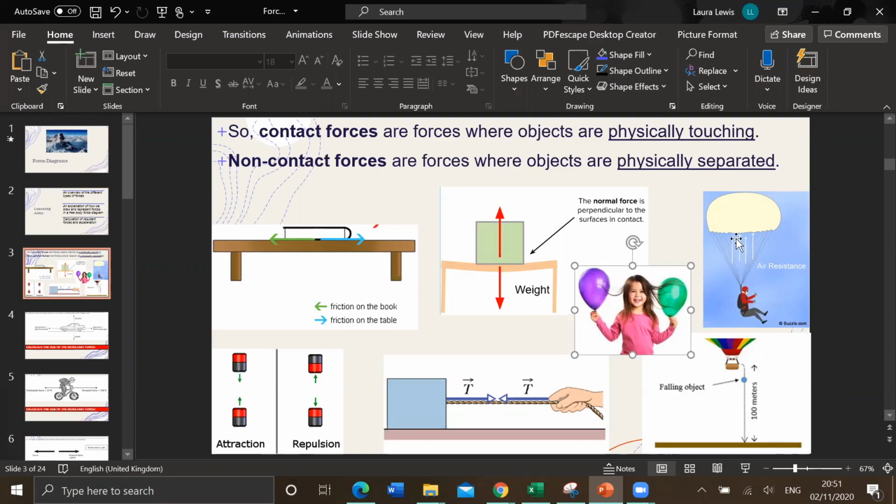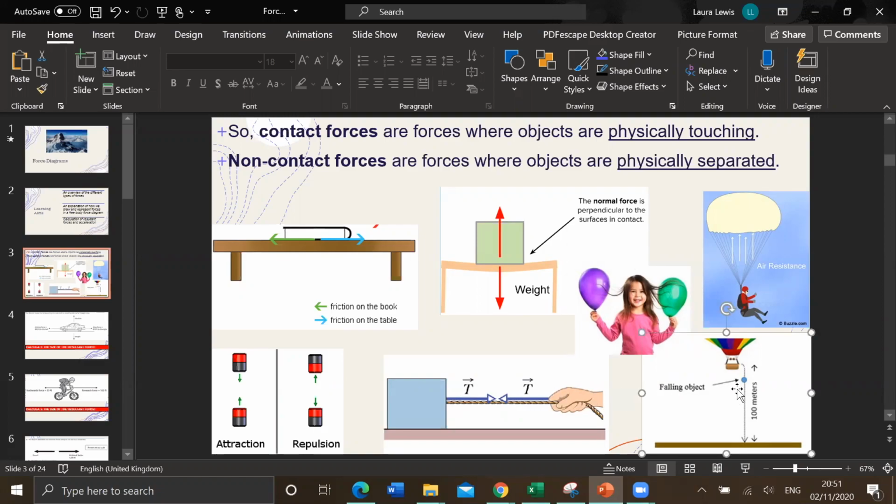So air resistance is actually contact because the air particles are touching you and touching the parachute. If you ride your bike really fast, you'll notice air resistance as a force. And this is magnetism. So you've got two magnets attracting and repelling. So it's a non-contact force. So that's magnetism. You've got tension in a rope, that's when I'm pulling it. So when it's tight, it's got tension. So you might see that as a force.